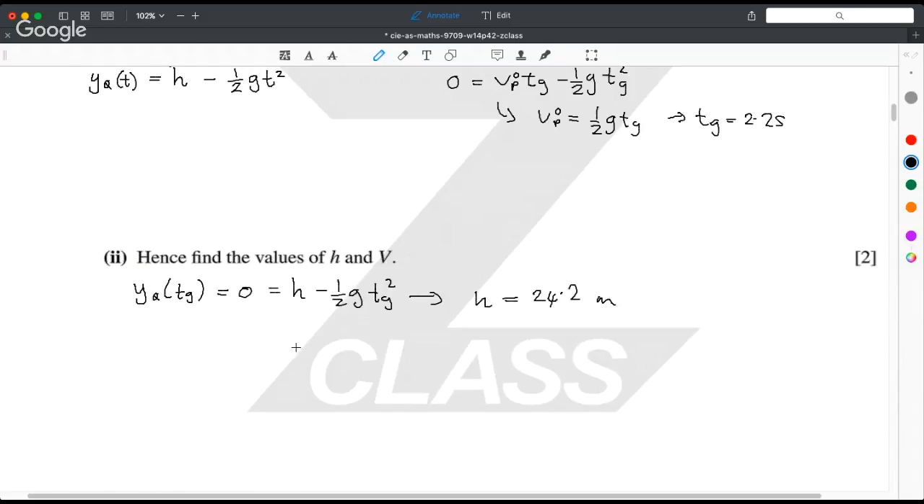And now you want the velocity of q at that time. So vq of t ground is going to be equal to initial velocity minus g times t ground, and we know the initial velocity of q is 0. So this is just minus g times t ground. So this is going to be minus 22 meters per second. So the absolute value of v is 22 meters per second, but it's a minus sign because it's acting downwards.